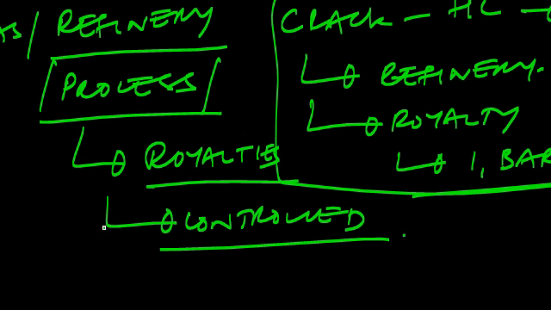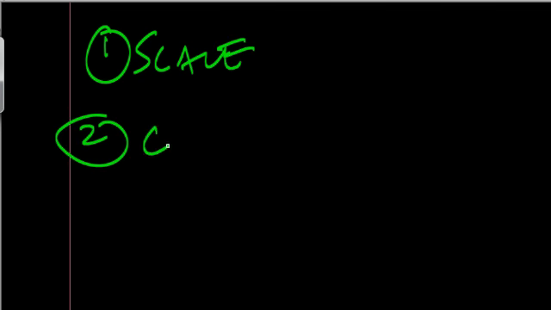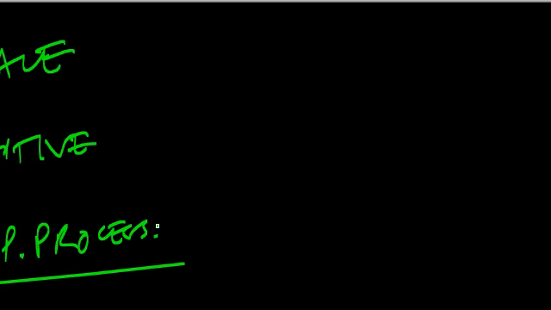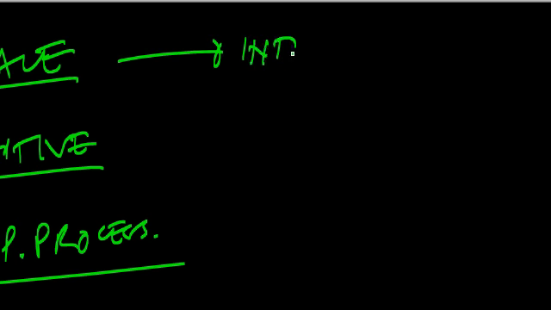So if you bring back everything that we've covered so far in the last few minutes, let's quickly review. What you're really saying is that there are three advantages, right? The first is scale. The second is what we call a captive customer. The third is proprietary process. So captive customer, scale, and proprietary process. Now, scale, as you've seen, is you can't become Intel overnight. You can't become Coke or Pepsi overnight.